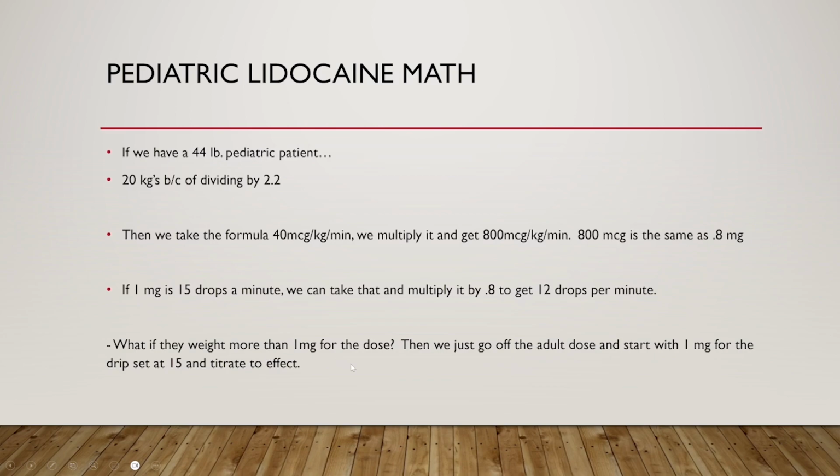What if they weigh more, and the dose exceeds 1 milligram? If that's the case, we just go off the adult dose, where we start at 1 milligram for the drip set, and we set this at 15 drops per minute.